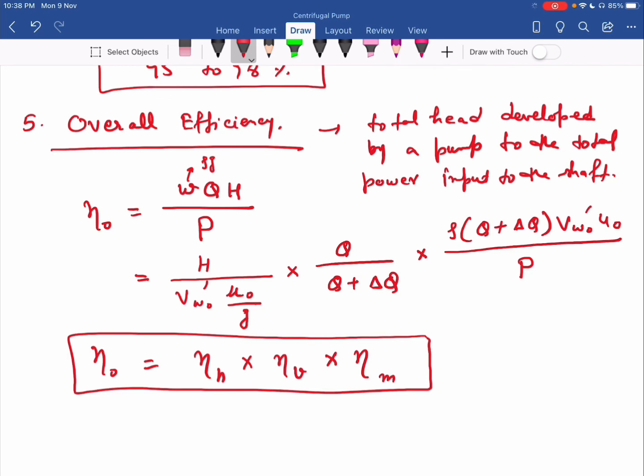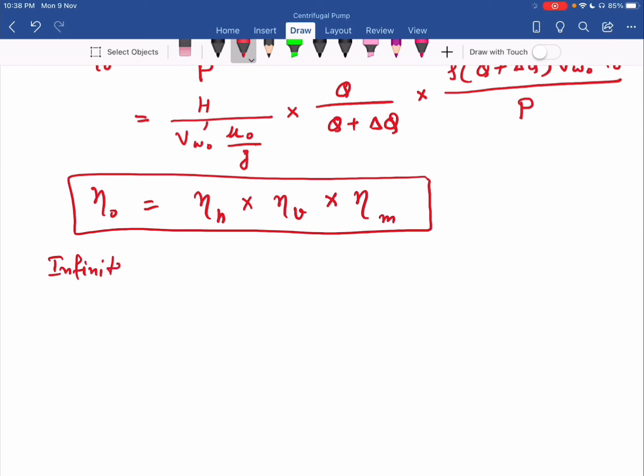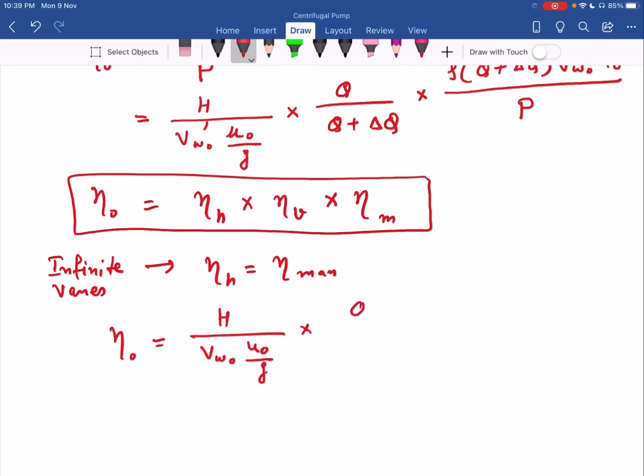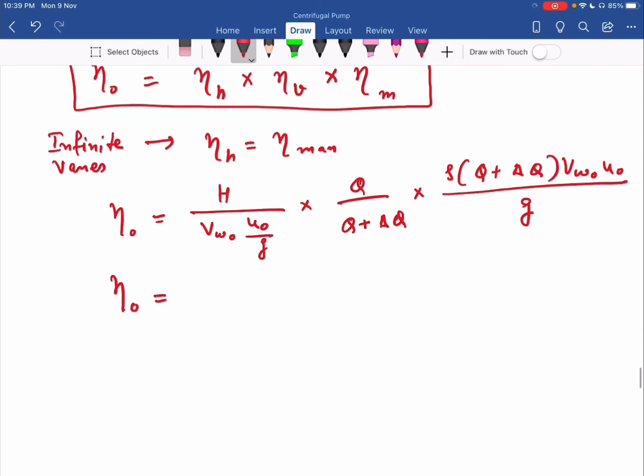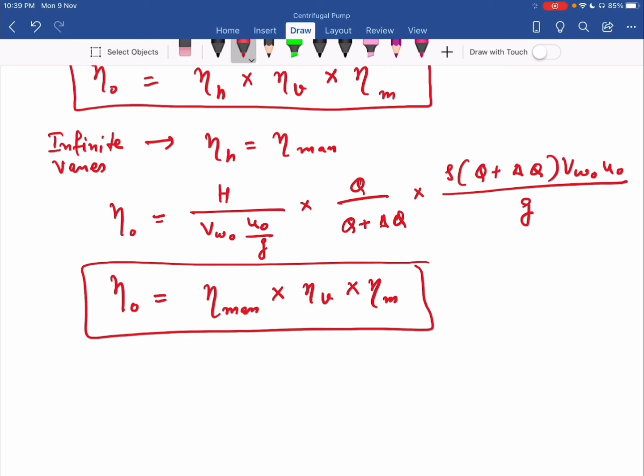When the number of vanes is infinite, my eta H is equal to eta MAN, manometric. So I can write overall efficiency as H upon Vw0 U0 upon g, into Q upon Q plus delta Q, into rho g (Q plus delta Q) Vw0 U0 divided by P. Oh, sorry, overall efficiency is equal to eta manometric efficiency into eta V into eta M. The range of overall efficiency for a centrifugal pump is from 0.71 to 0.86, that is 71% to 86%. So these are the various losses and efficiencies in the centrifugal pump.